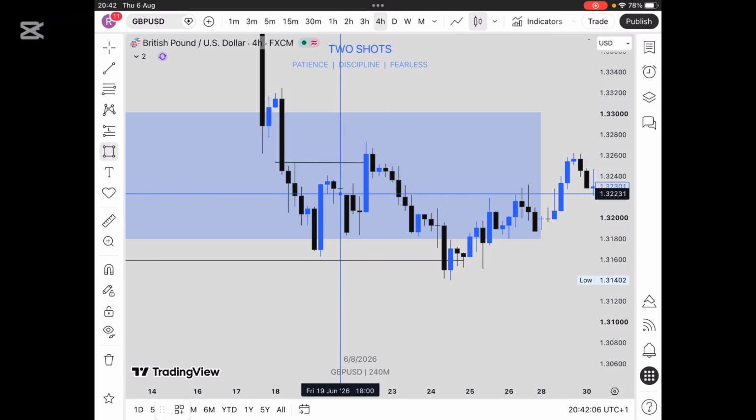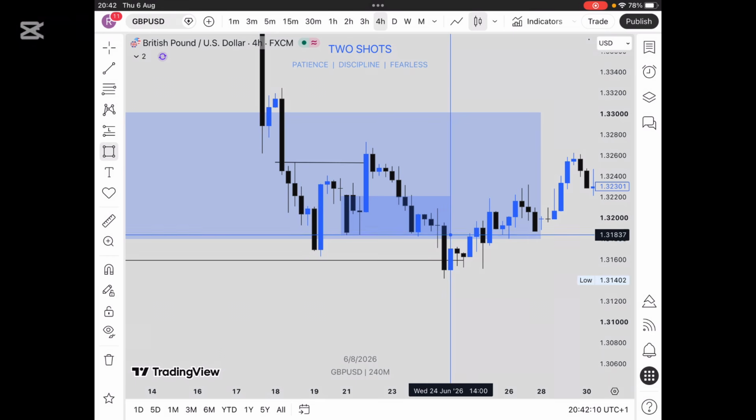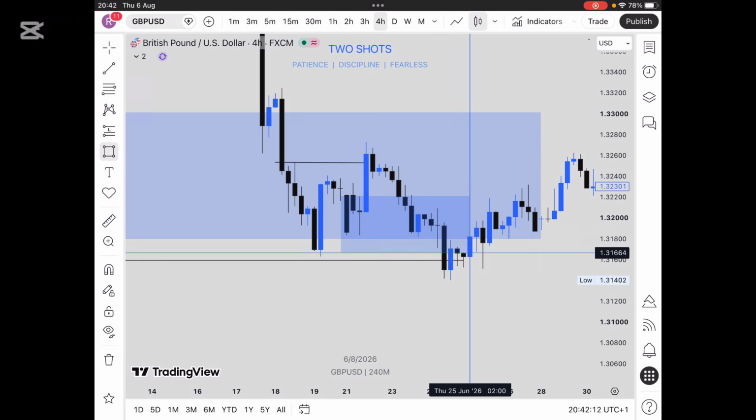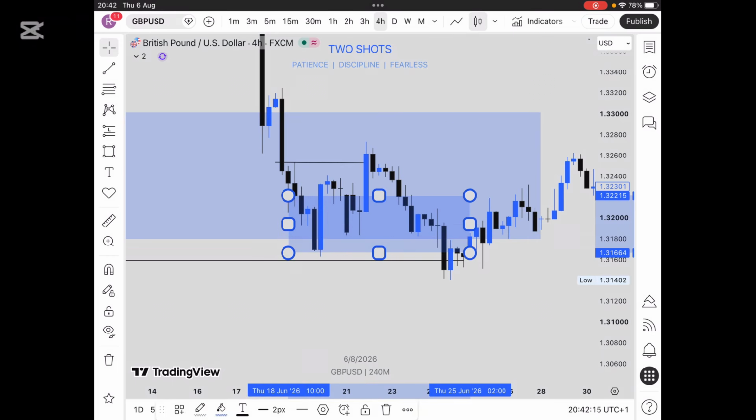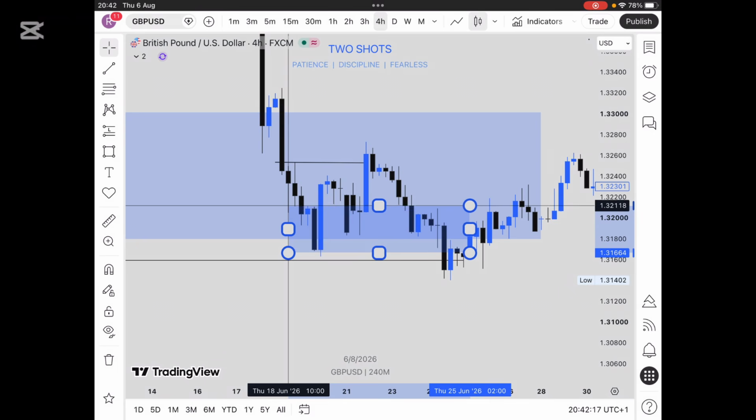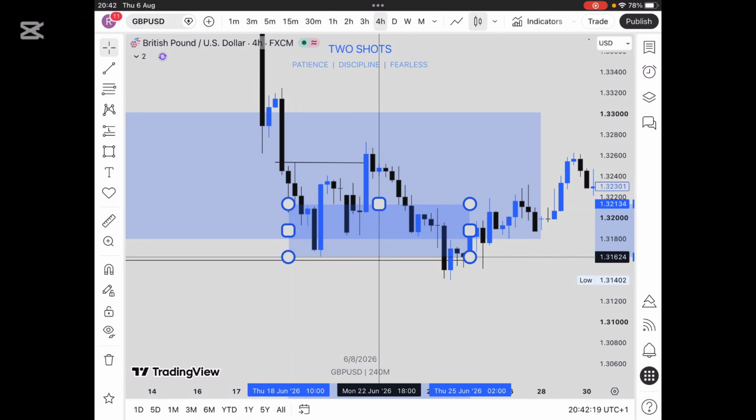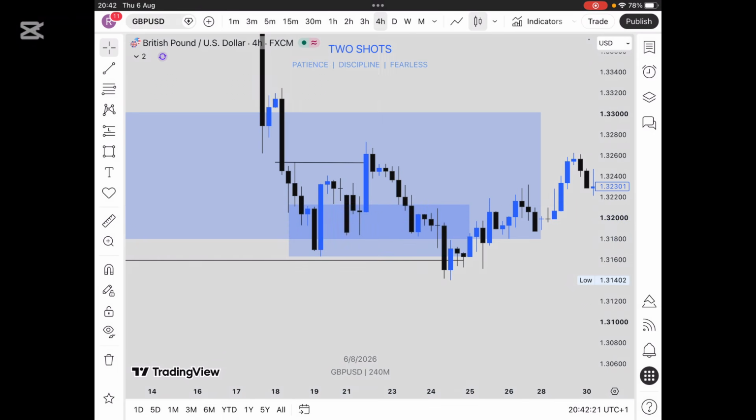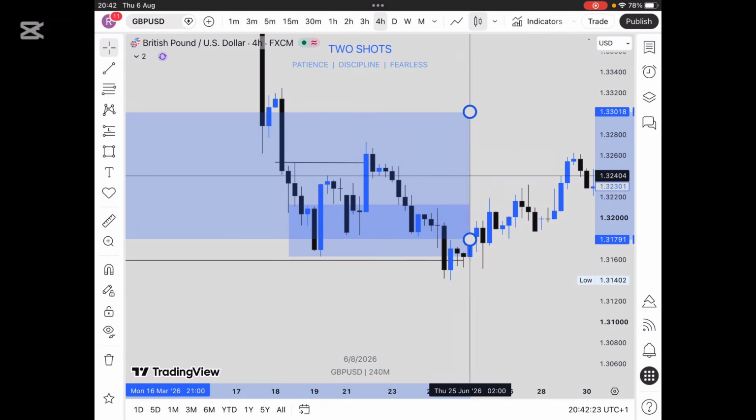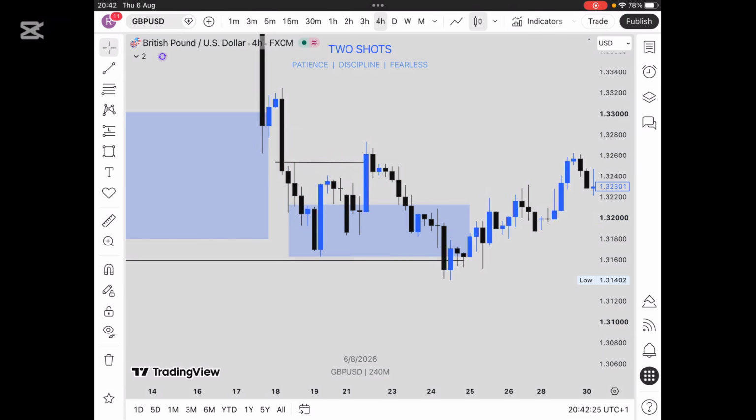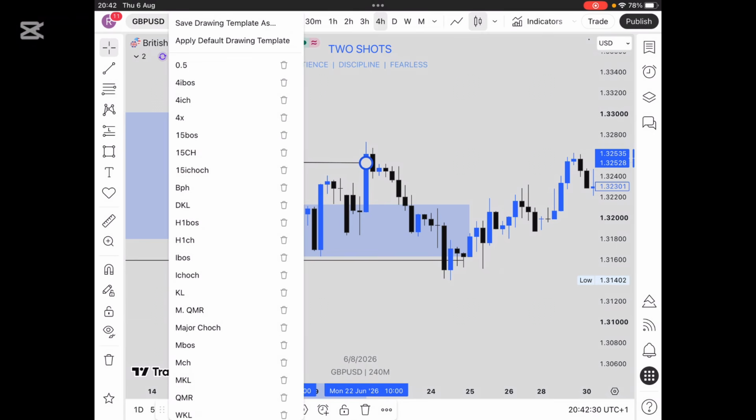We'll be looking at this other block right here, and in fact, let's say we'll be looking at everything right here, because the whole of these zones are together. So we'll be taking a look at the whole of this low. Let me take out this other big one. So after we got this change of character to the upside, this is our change of character.